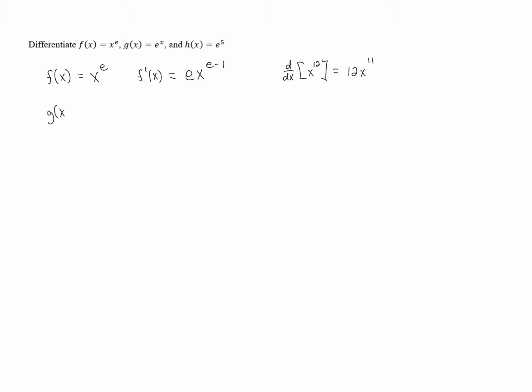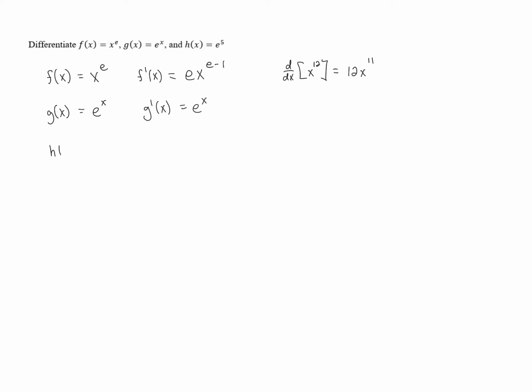G of x equals e to the x. This is not something that we use the power rule for because it's not a power of x. This is an exponential function, e to the x. We've seen this before. We know that the derivative of e to the x is just e to the x. So that is where we use that rule.